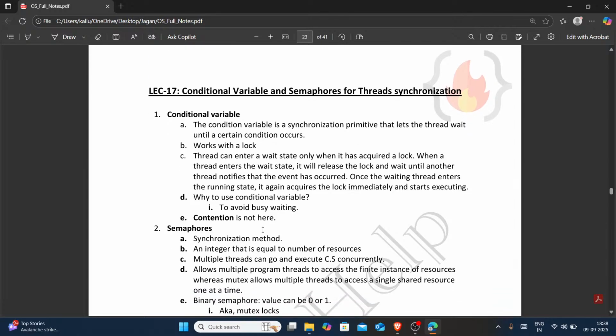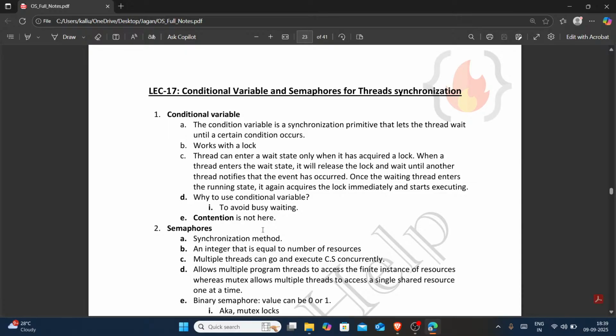Primitive, okay. Primitive means that's the main part of synchronization. Condition variable is an important thing. It is a synchronization primitive that lets the thread wait until a certain condition occurs.